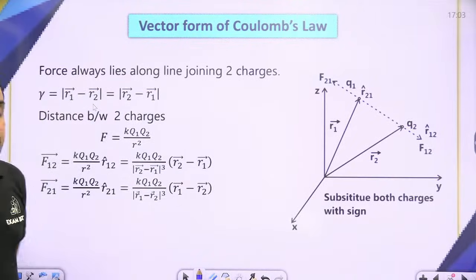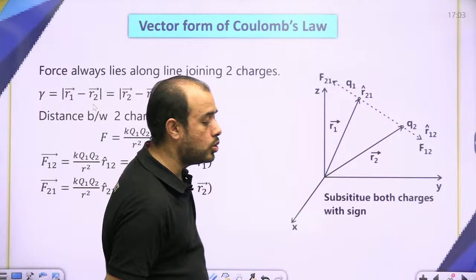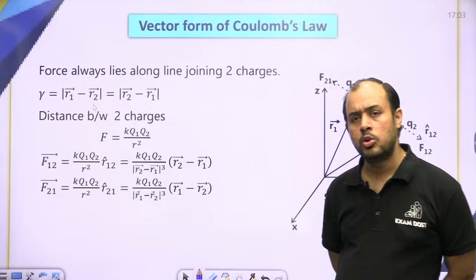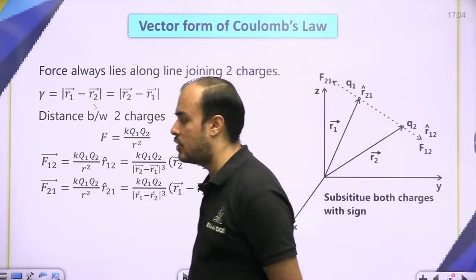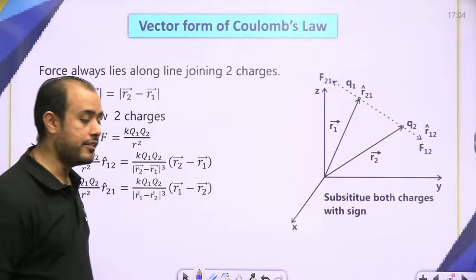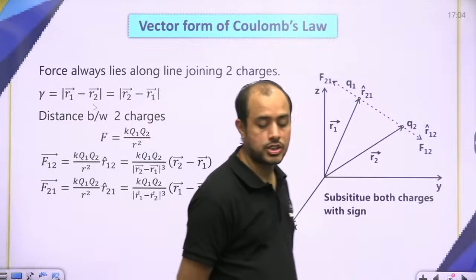चलिए, next is the vector form, beta. Now I know the force magnitude. I qualitatively know the direction, whether the force will be attractive or repulsive, but I need a vector form of Coulomb's law by which I can find the direction of force.